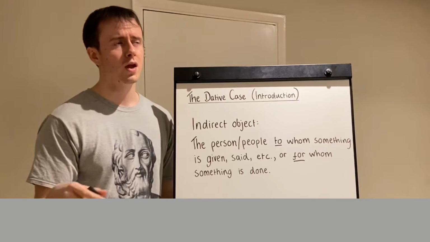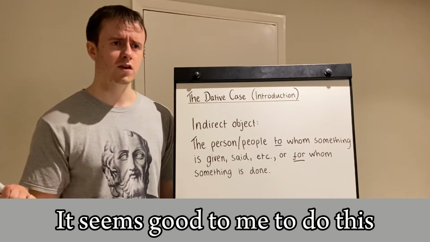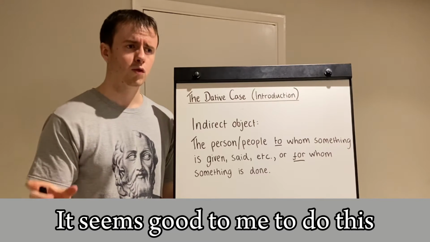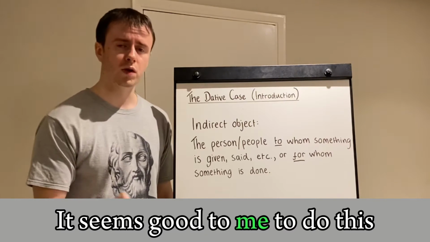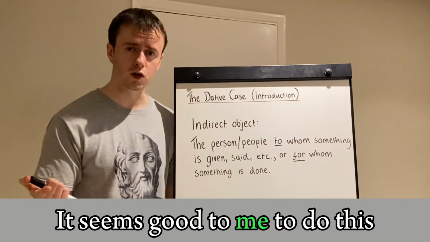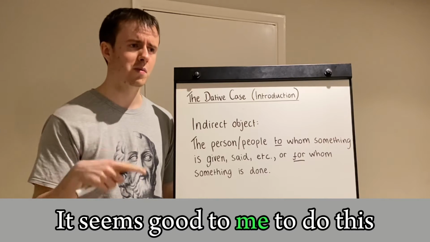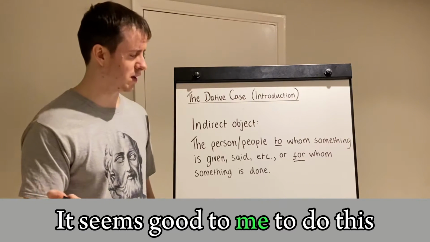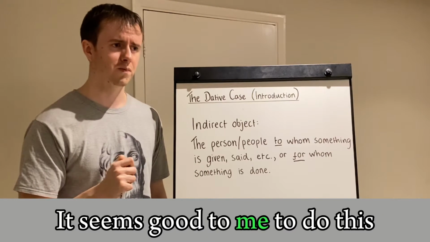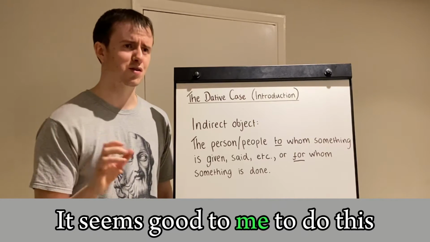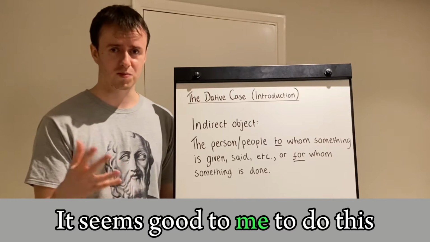So for example, if you said in Greek, it seems good to me to do this, then there, to me would be expressed by the dative form of me. So once again, in that example, the dative would mean to, but there, it isn't being used to indicate the indirect object. The word me there isn't the indirect object because that is not the person to whom something is given, said, etc. In that example, the word me is not being used to indicate the recipient, as the indirect object is sometimes described as being.